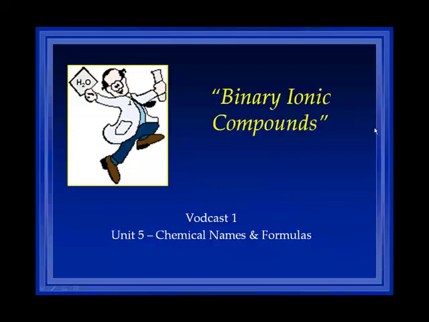This is the first Vodcast in Unit 5, which is writing chemical names and formulas. This first section is called Binary Ionic Compounds. For this unit, you should have a periodic table handy for every Vodcast, as well as the golden sheet that you should also get in addition to your unit packet.